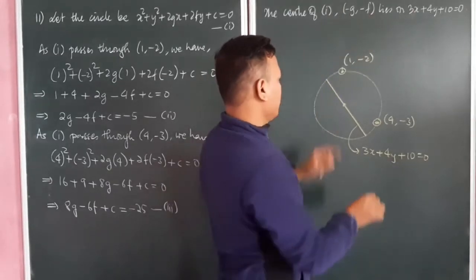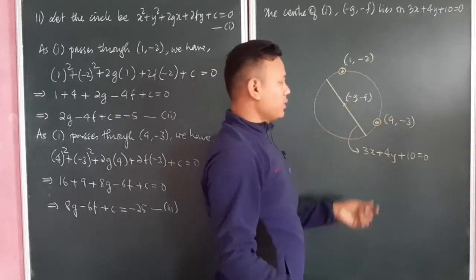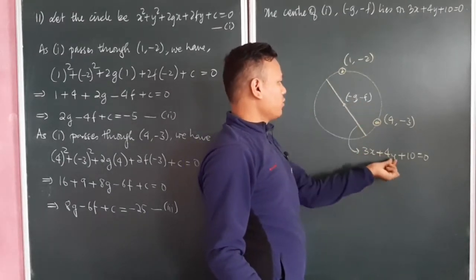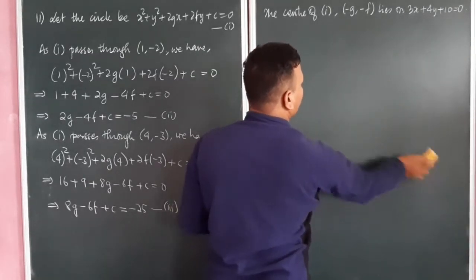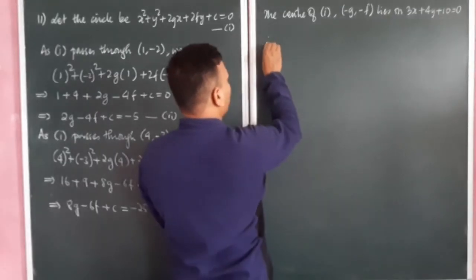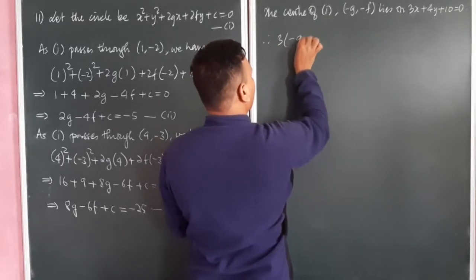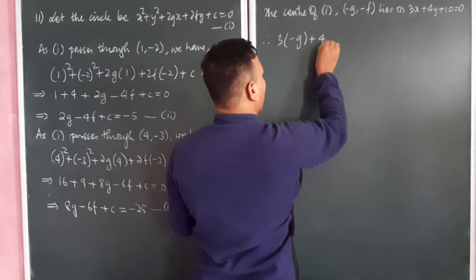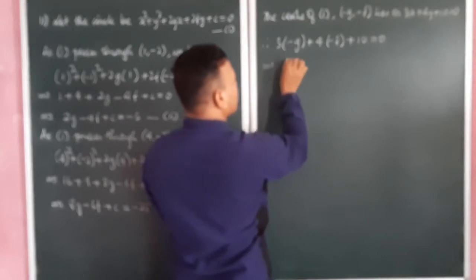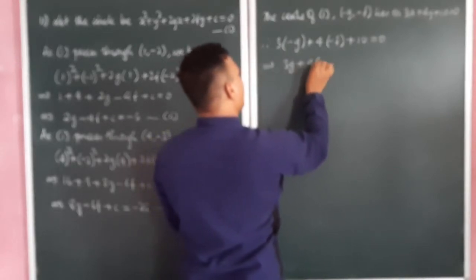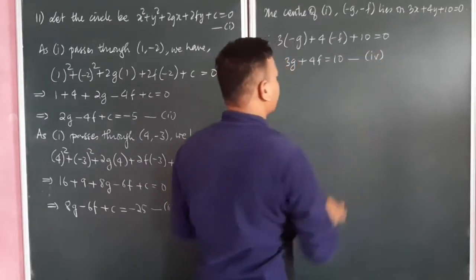So if (-g, -f) lies on this line, then instead of x I can write -g and instead of y I can write -f, isn't it? So the given line 3x plus 4y plus 10 equals 0 becomes 3 times -g plus 4 times -f plus 10 equals 0. From here we arrive at the equation 3g plus 4f equals -10. Verify by yourself. Let me call this equation number 4.